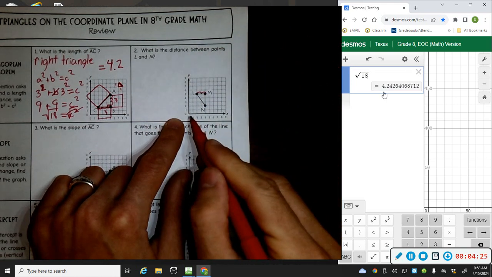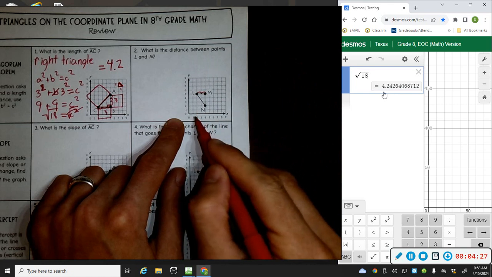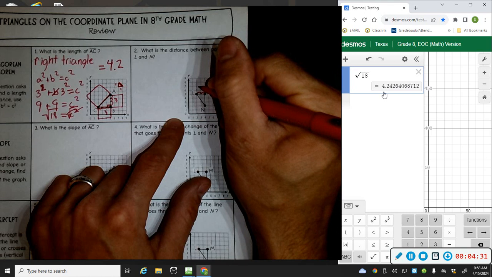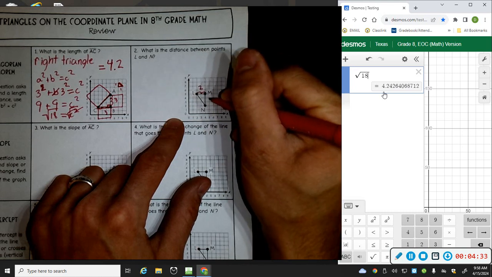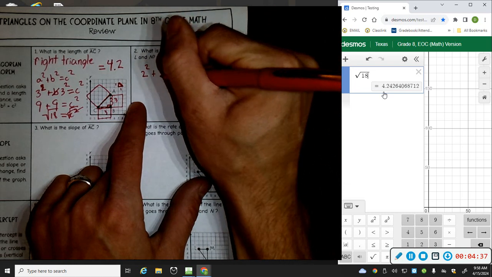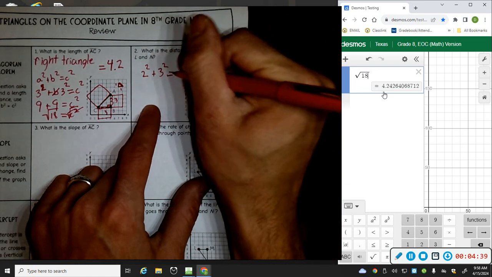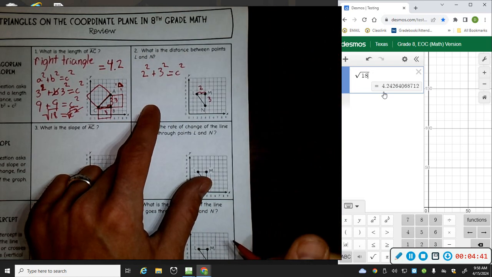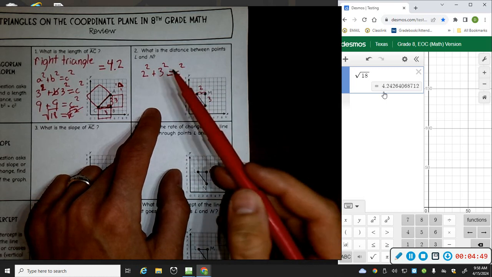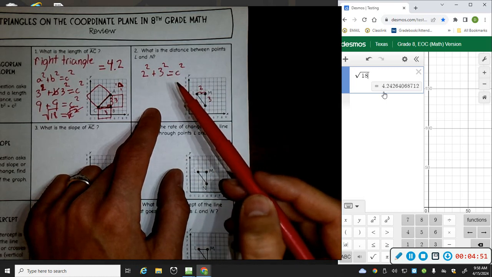Again, one thing to point out, the scale of these graphs, these are going by ones. You always want to check that when you're counting on a graph. That's 2 spaces, 3 spaces, and so we have 2 squared plus 3 squared equals c squared. Okay, so you'll get a chance to practice in a little bit, but of course if your instructor wants you to practice now or see if you can solve this, they can hit pause at any time.